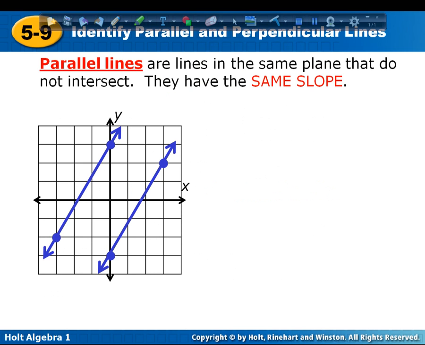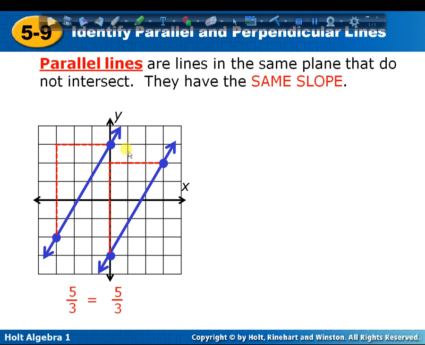This is just a little bit of a review. You do not have to write this down. I'll let you know when you need to start writing. Parallel lines are lines that have the same slope and do not intersect. There are lines in the same plane that do not intersect and they have the same slope. We talked about this in your video yesterday.